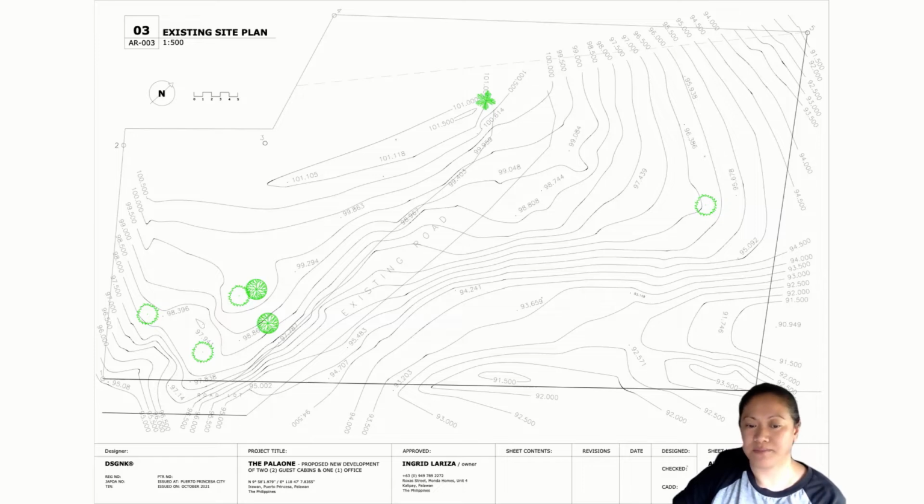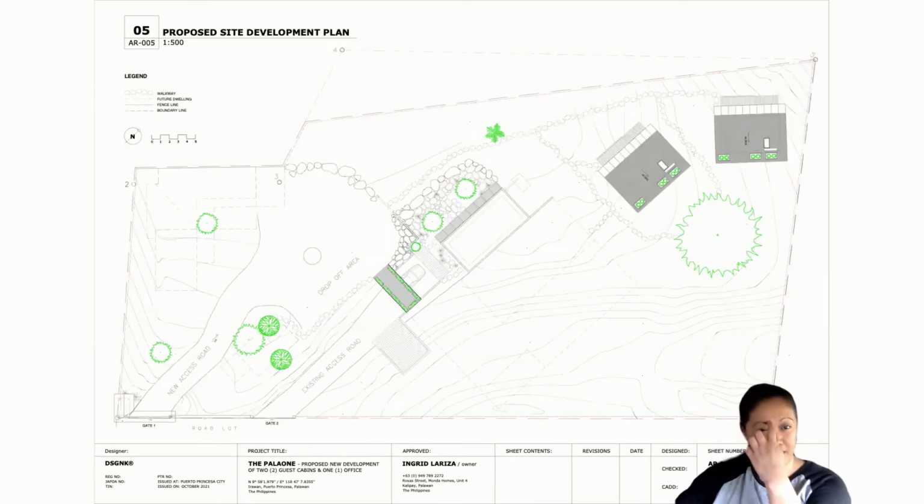Now, this here is the proposed site development plan. This is also another indicator of a site plan, but it just shows where the proposed building is going to be set out on that land.